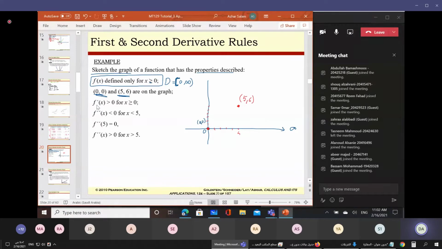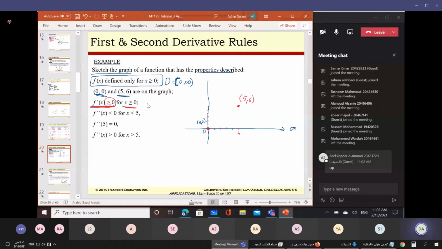Now, how to sketch the graph? I will use these properties. I here have properties for the first derivative of the function, which is positive. I don't have any other sign for f dash for x greater than or equal to 0. So from 0 to infinity, the first derivative is positive. So it will be increasing for all the domain.